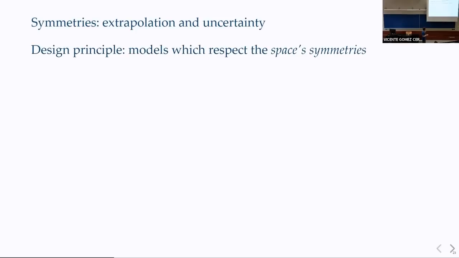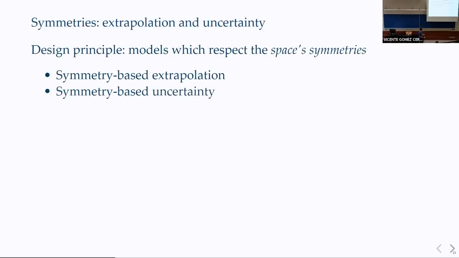The design principle here is that we would like to have, in many cases, not always, but in many cases, models that respect the symmetries of the space. Now, what do I mean by that? What I mean is that when the model extrapolates, it should extrapolate the same way in different locations. Similarly, when the model has uncertainty, the uncertainty should behave somehow the same way in different locations.